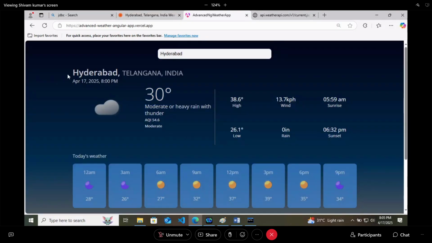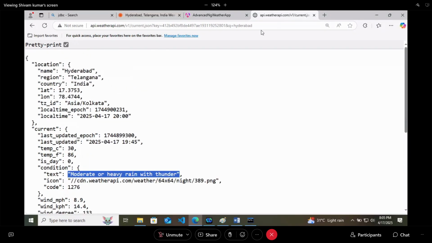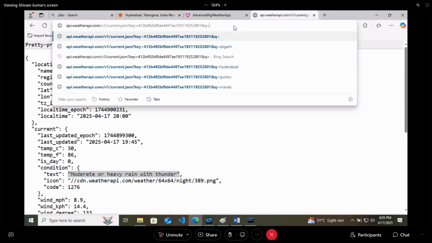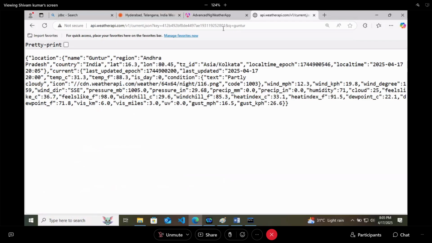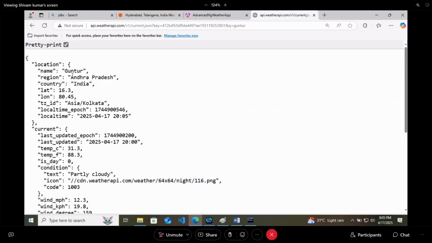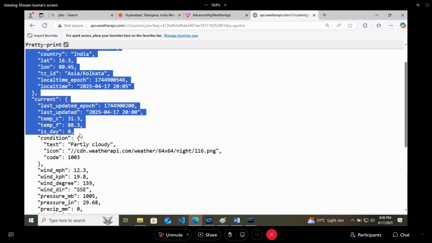So this website is showing data in a very good format. And how is this website getting the data? I will change the location from Hyderabad to, let's say, Guntur. Now the data of Guntur came. Location name as Guntur. So you can see one API key here. Don't check that, it is my personal one. So this is how this data is coming using the API key.